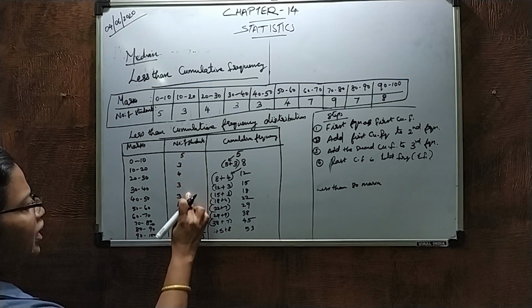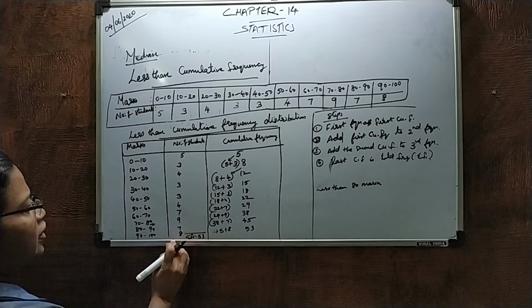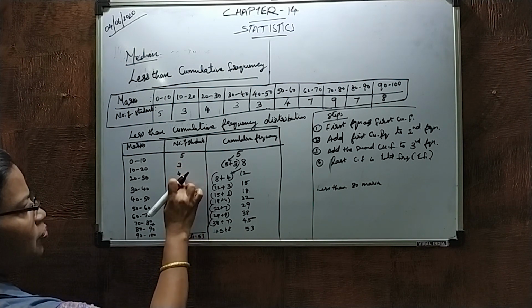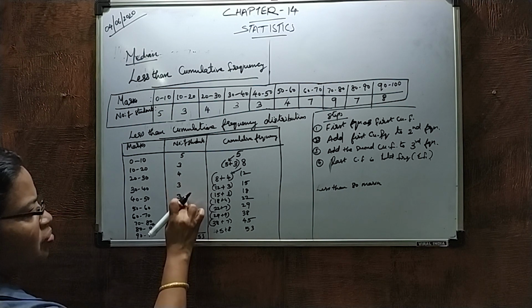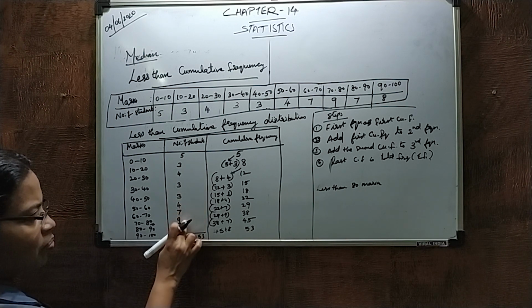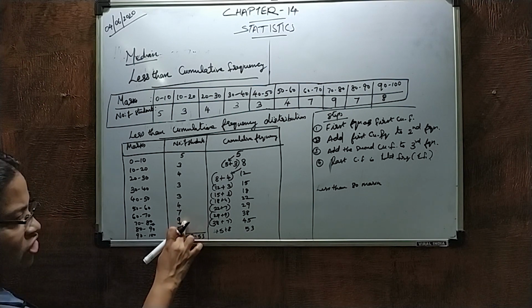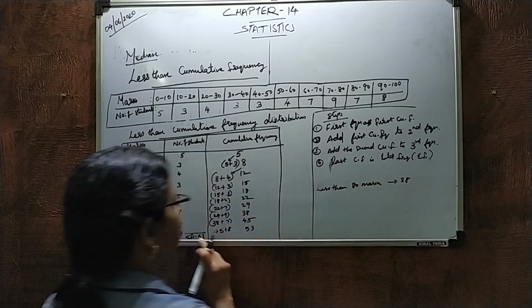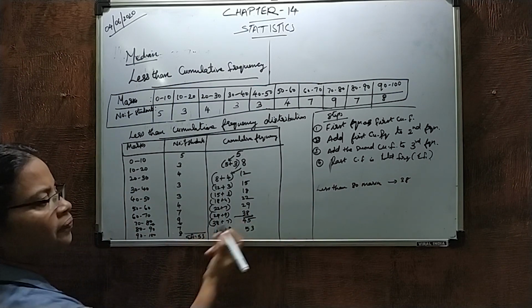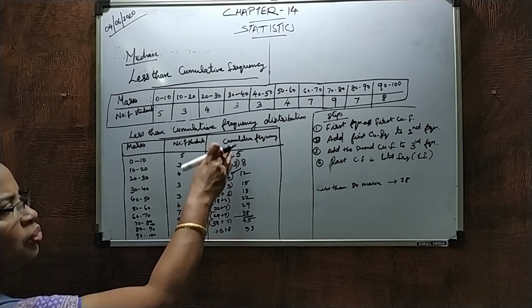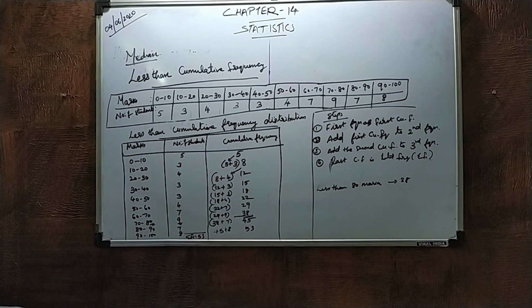Means you have to add 8 frequencies. That means till this 9. 5 plus 3, 8, 8 plus 4, 12, 12 plus 3, 15, 15 plus 3, 18, 18 plus 4, 22, 22 plus 7, 29, 29 plus 9, 38. So 38 students got less than that. Clear now? So instead of writing all these things, we are doing cumulative frequency, it will be enough for you.